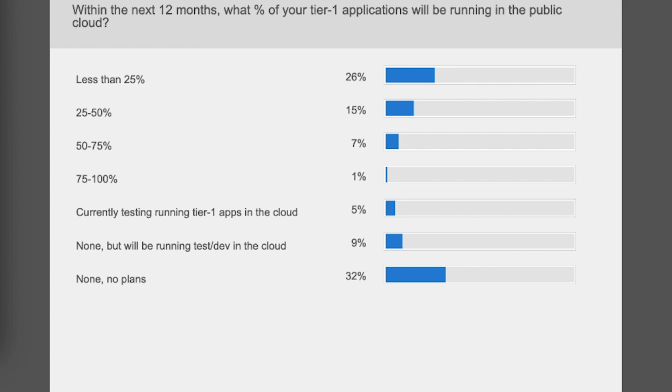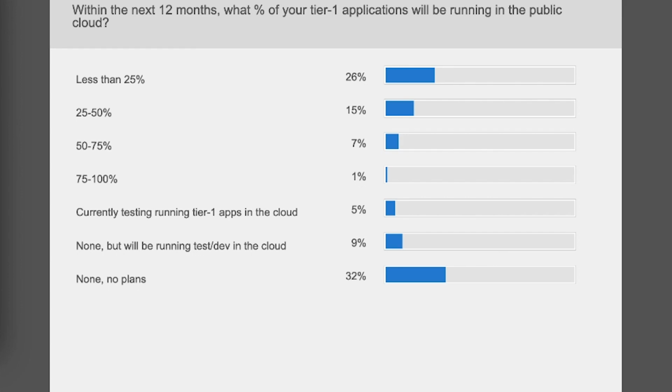Michael, what's your take on that? Yeah, this is about what we see. Greater than half are doing something with tier 1 in the cloud. A few customers have all their systems there. That's interesting, no plans. Yeah, I'm interested in that. That'd be interesting to hear more there too.